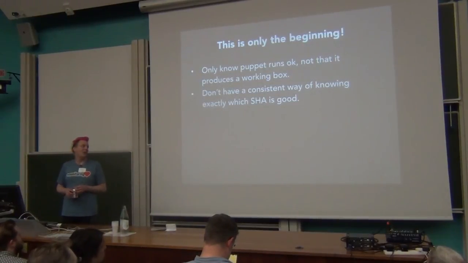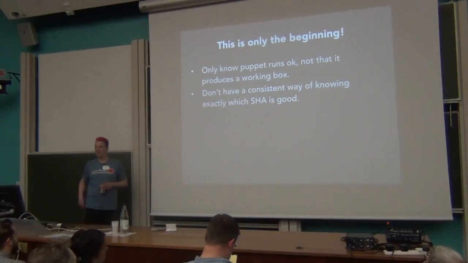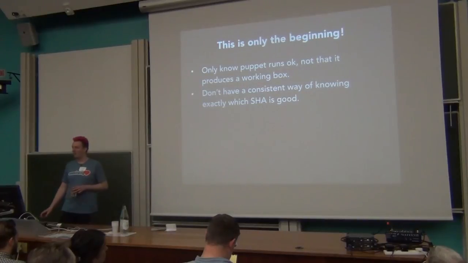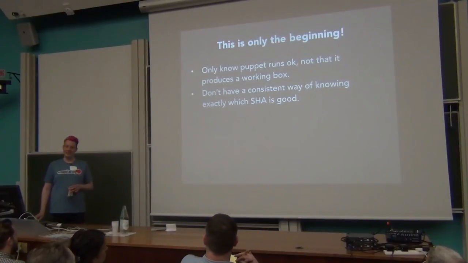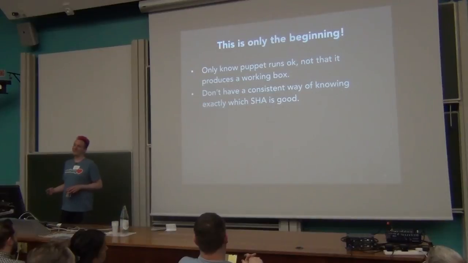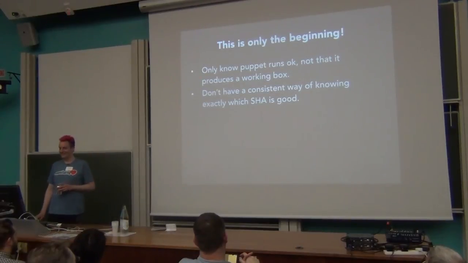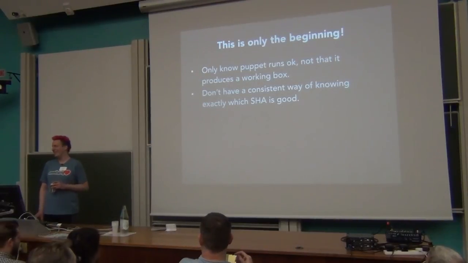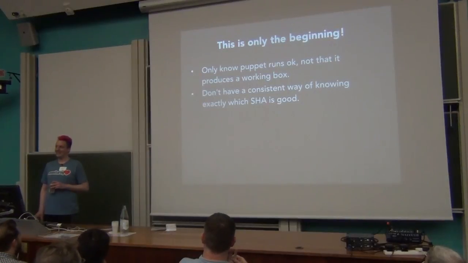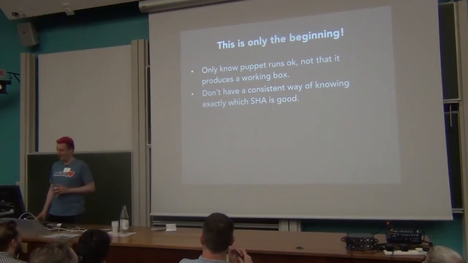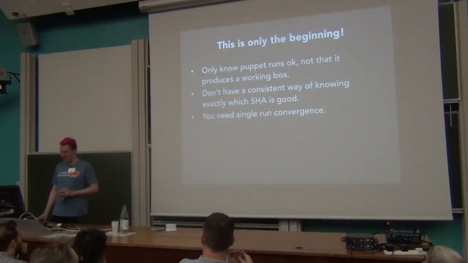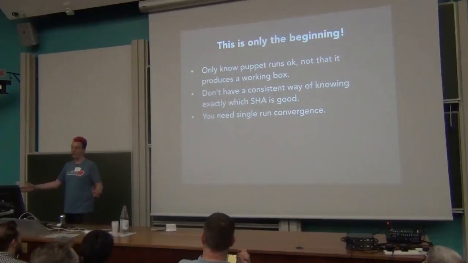So in our simple workflow, we don't actually know which git commit is good. And in fact, if your puppet takes more than one puppet run, then git could have changed underneath you in between runs. Hilarious. What's going to happen? The answer is things are going to break, but your tests will still pass, and then it will go bad, and you'll cry. That's what happened to me very recently. So you need single run convergence. I.e., you do exactly one puppet run, and that does everything on your server, and you're finished.